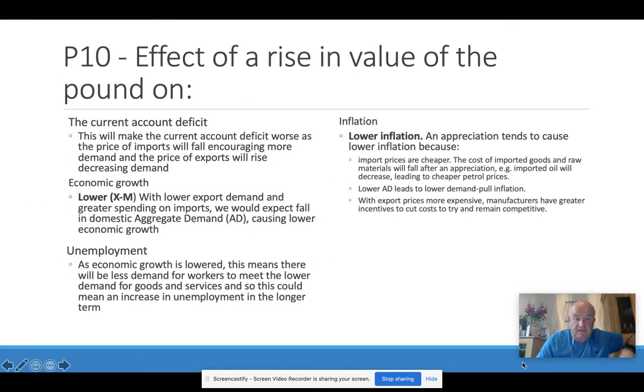So let's take a look then at the effect that a rise in the value of the pound would have on, first and foremost, the current account deficit. So in this instance we're looking at the current account deficit, economic growth, unemployment, and inflation. So 4 of the key macroeconomic objectives that the government might have, or an economy might have.